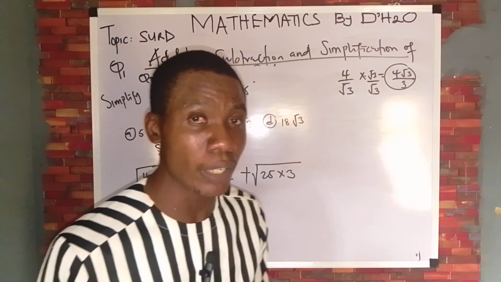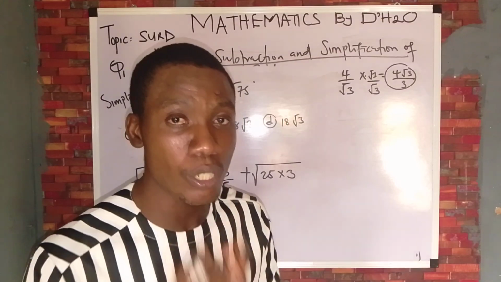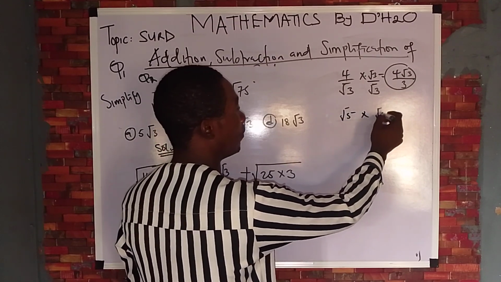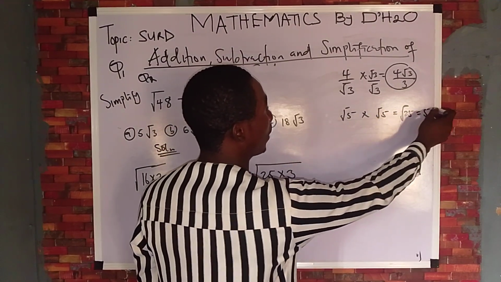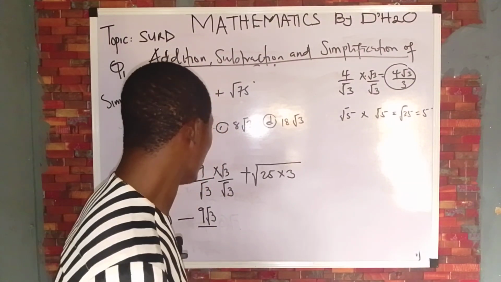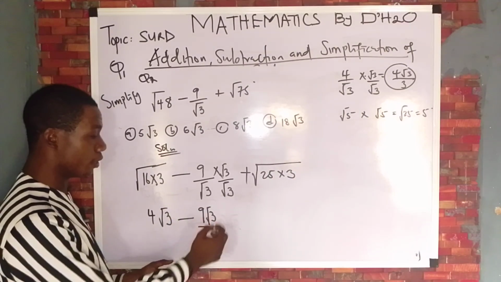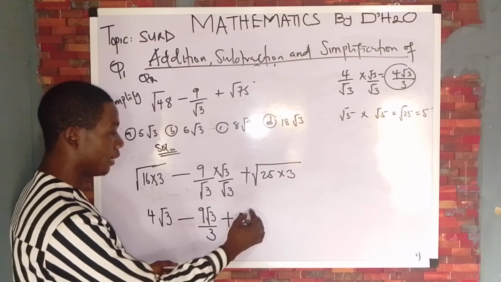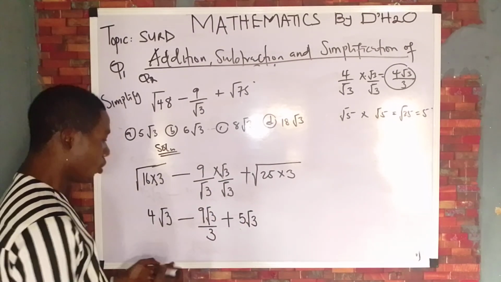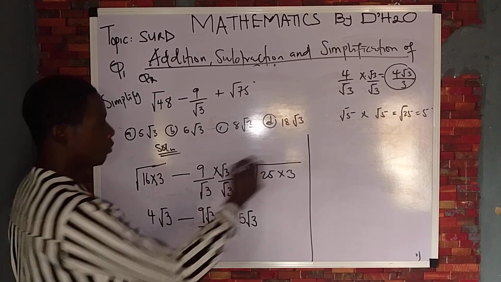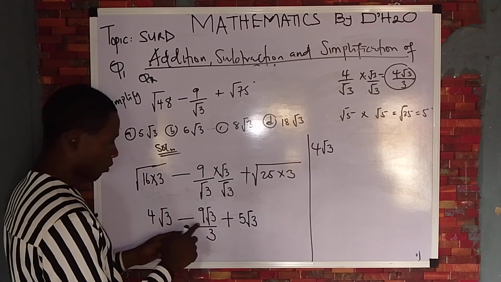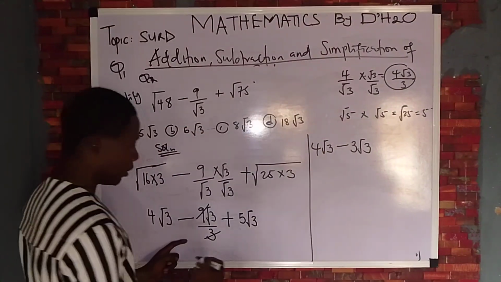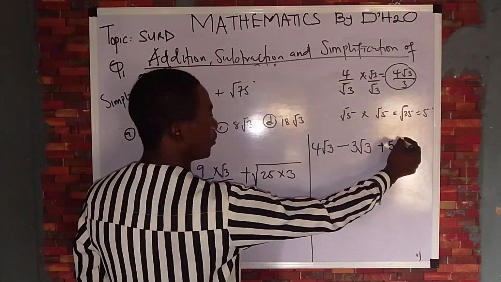So if you have root 3 times root 3 is 3, root 2 times root 2 is 2, root 5 times root 5 is 5, because see, root 5 times root 5 will give us the square root of 25, and that will still give us what? 5. Okay, so go back, we find that root 3 will give us 3, plus the square root of 25 will give us 5 root 3. Okay, then we are going to get, here we have 4 root 3. This can cancel this to give you minus 3 root 3. And then you have plus 5 root 3.